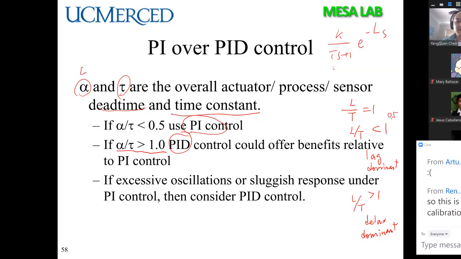So if you have excessive oscillation or sluggishness with PI control and you are not happy with the result, that means you do not have enough tuning knobs. Here you have 2 knobs. Here you got 3 knobs, right? Of course with 3 knobs you can do better; at least potentially you can do better.